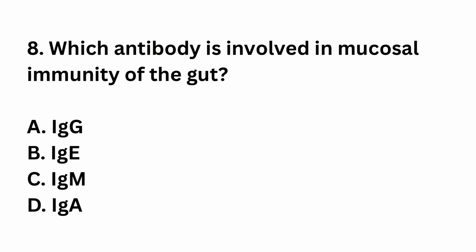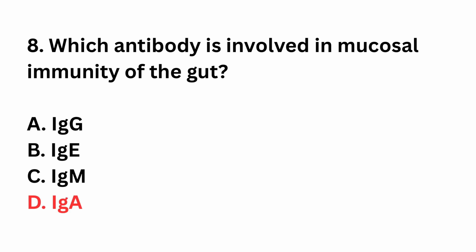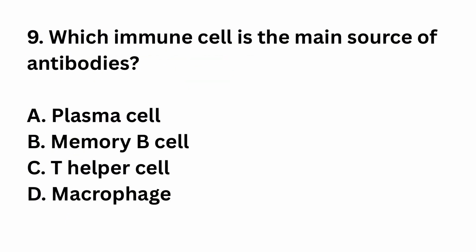Question number 8. Which antibody is involved in mucosal immunity of the gut? IgG, IgE, IgM, IgA. The right answer is option D, IgA. IgA neutralizes pathogens at mucosal surfaces. It prevents microbial attachment.